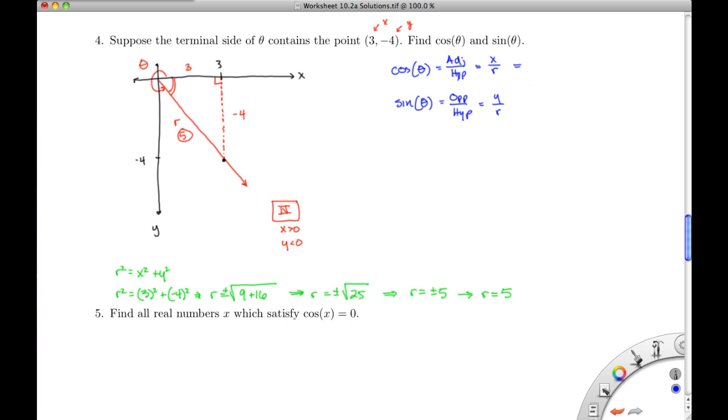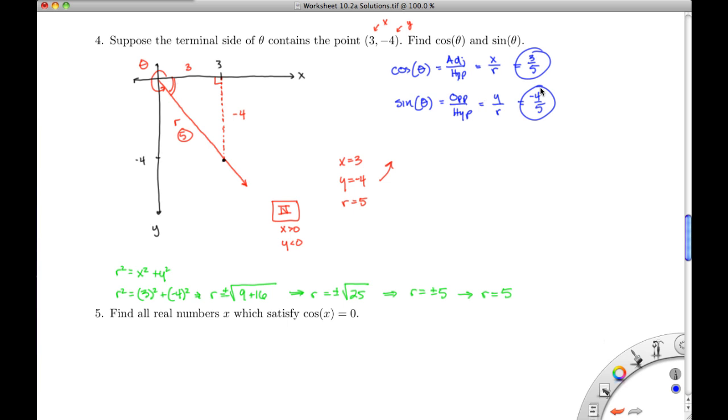So however we want to think about it, let me write this down here just to summarize. What we've got from this graph is that x is equal to 3, y is equal to -4, and r is equal to +5. So we can use this information up here that the cosine of theta will be 3/5, and the sine of theta will be -4/5.